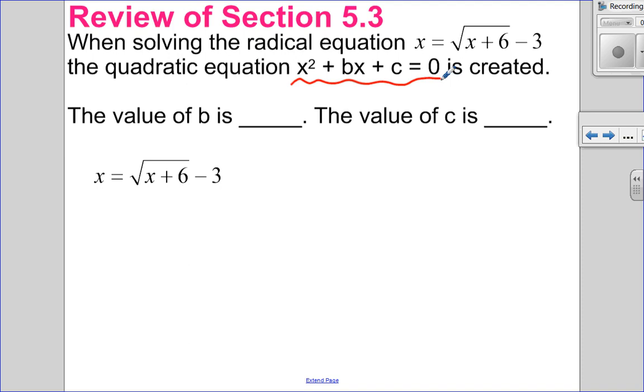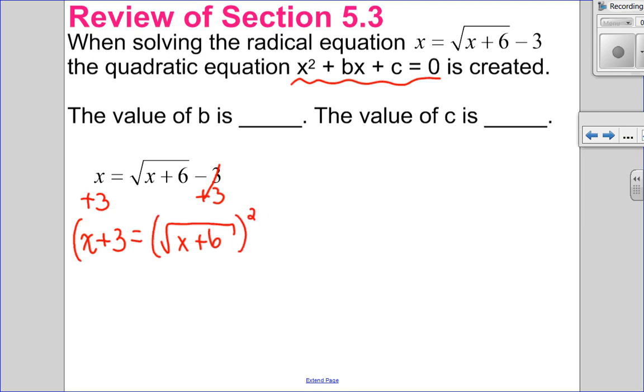Because I'm not actually solving the question, I won't worry about my restrictions. I'm just getting to the point of the quadratic. So first thing I'm going to do is isolate my radical so I can square both sides. So 3 take away 3 is 0. And on this side here, I'm left with x plus 3 equals the root of x plus 6. So now that my root is isolated, the only way to get rid of a square root is to square. And I have to do that to both sides to be fair.